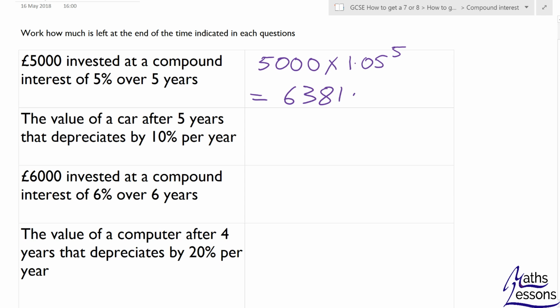0.407, so it's 0.41 to the nearest penny. Now that's how much we get at the end. If you wanted to calculate the amount of interest, then we need to take away the original amount. So you take away the original 5,000. Now I've not asked that question, but it's a very common GCSE question, and we'd get £1,381.41 of interest.